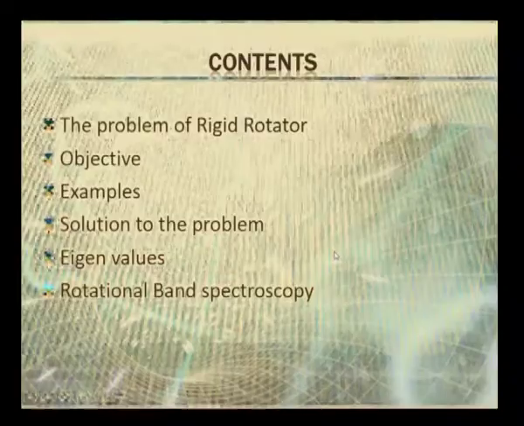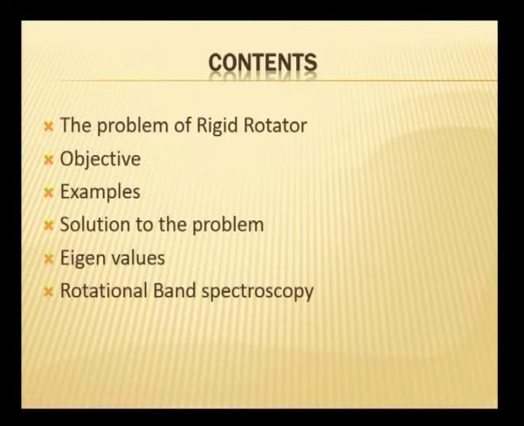So, the contents of the present lecture are the problem of rigid rotator, objective, examples, solution to the problem, eigenvalues, and rotational band spectroscopy. Now, let us first ask what is meant by a rigid rotator. Where do you come across this problem in realistic terms? A rigid rotator may be like a hydrogen molecule. You have 2 hydrogen atoms.